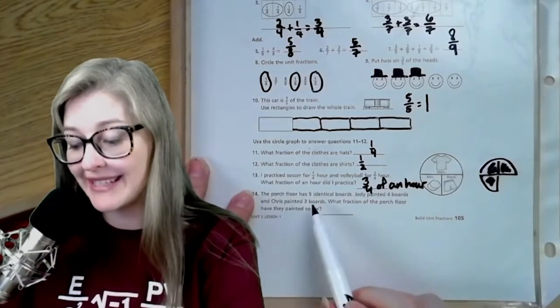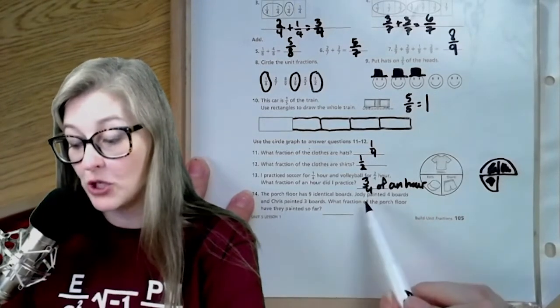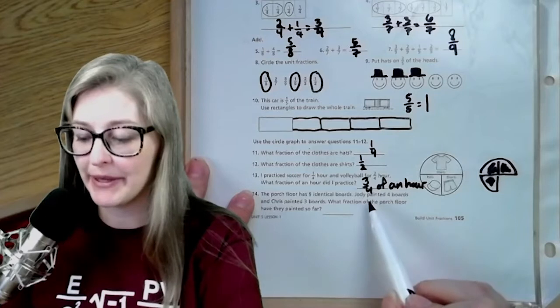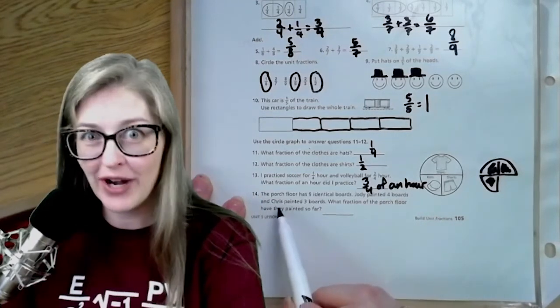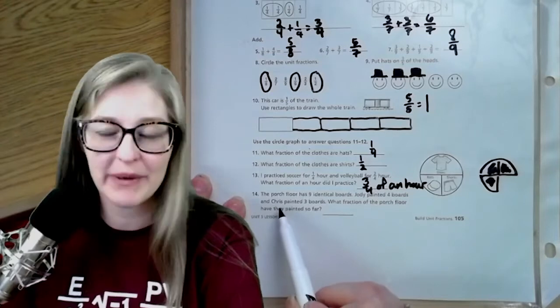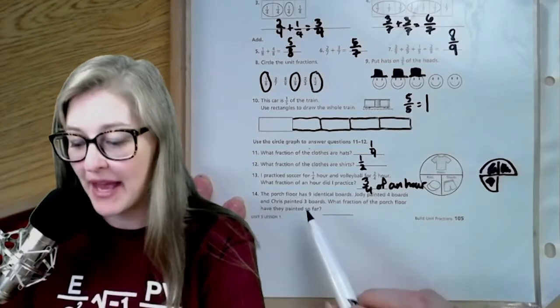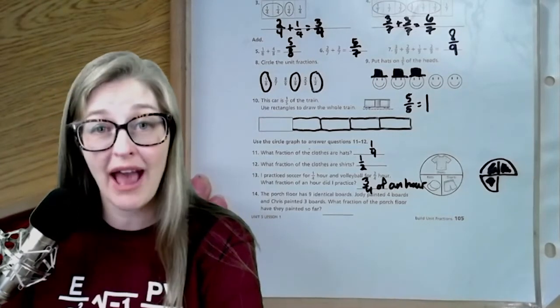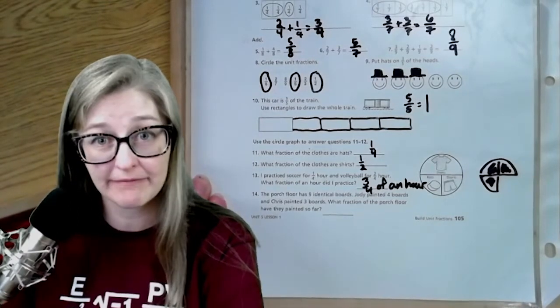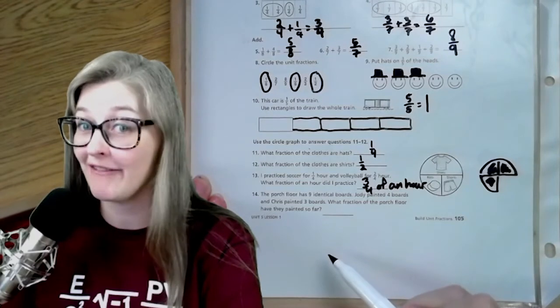The porch floor has 9 identical boards. Jody, but it's spelled wrong. Mine has an I in it. Painted 4 boards, and Chris, yeah, I know, right? But it's spelled wrong. His name has a K in it. Painted 3 boards. What fraction of the porch floor have they painted so far? I will pause and have you come back.